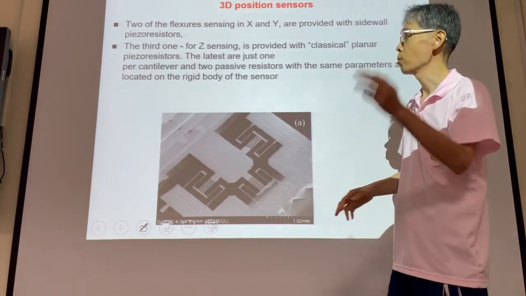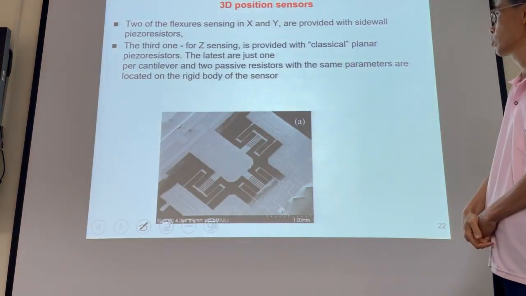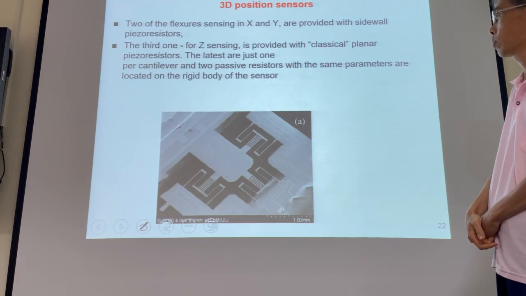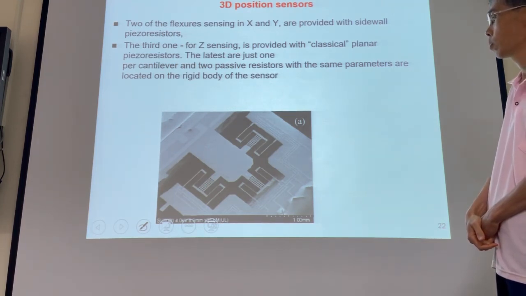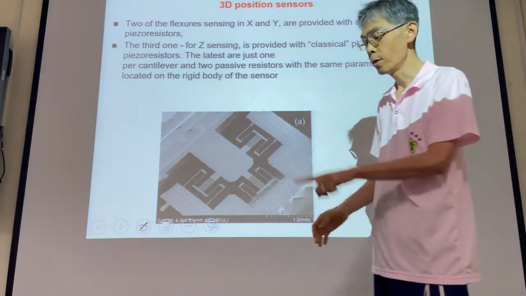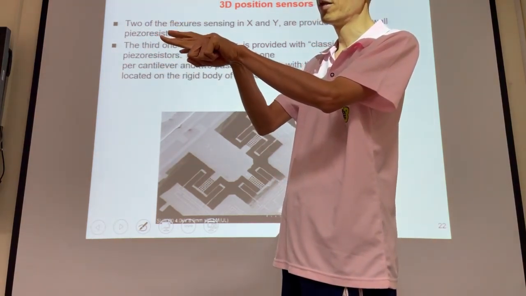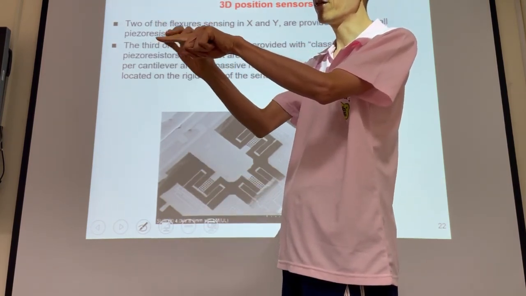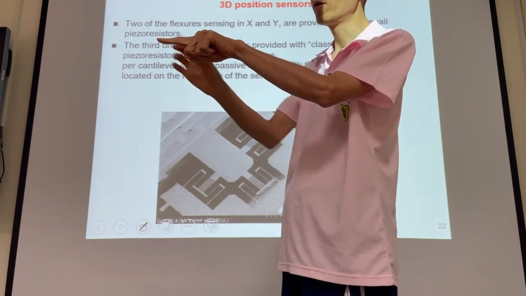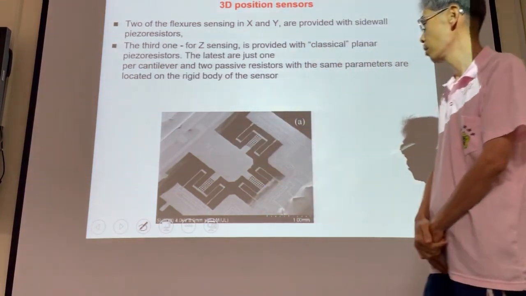Could you read this point? The third one for these sensors is provided with classical planar piezo resistors. There is just one per cantilever and two passive resistors with the same parameter, located on the rigid body of the sensor. Okay, for the third one, we don't dope on the side walls, we dope on the top surface. So on the top surface, when we apply Z, we can bend the top surface piezo resistors to create delta R. So this is Z direction sensing. Okay, next page.